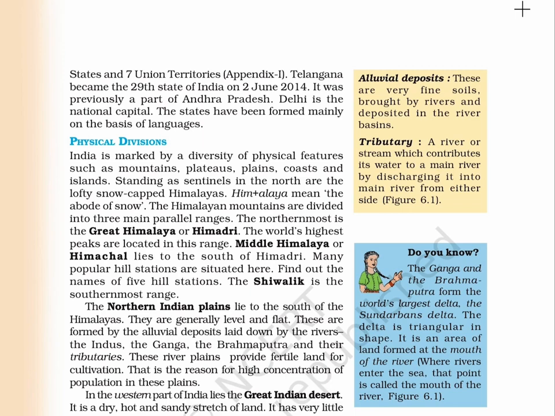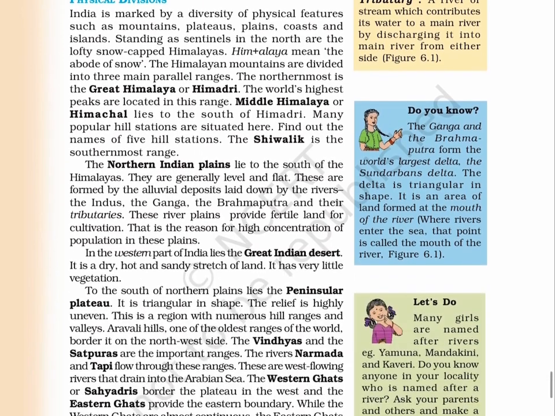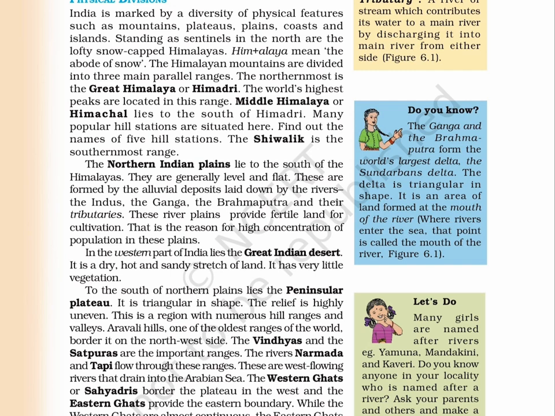Do you know, the Ganga and the Brahmaputra form the world's largest delta, the Sundarbans Delta. The delta is triangular in shape. It is an area of land formed at the mouth of the river, where rivers enter the sea. That point is called the mouth of the river, as shown in figure 6.1.